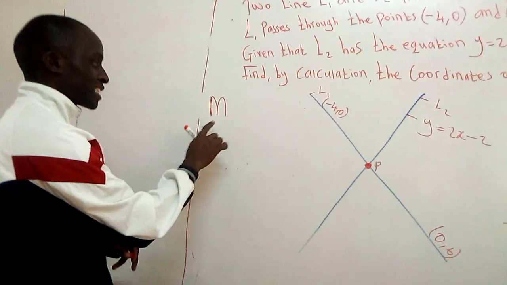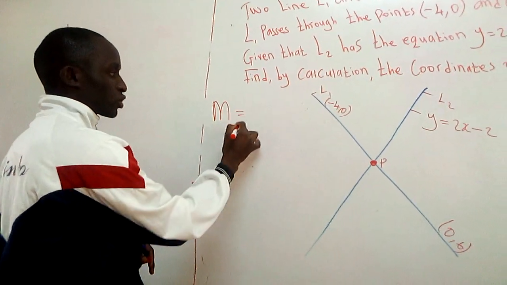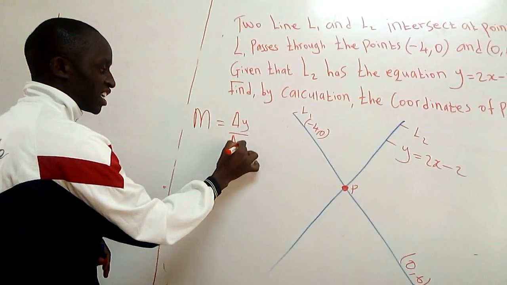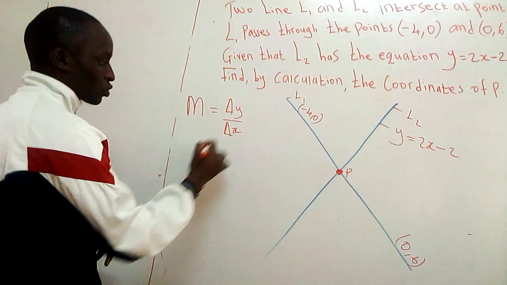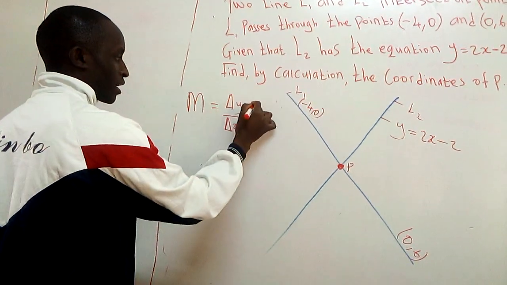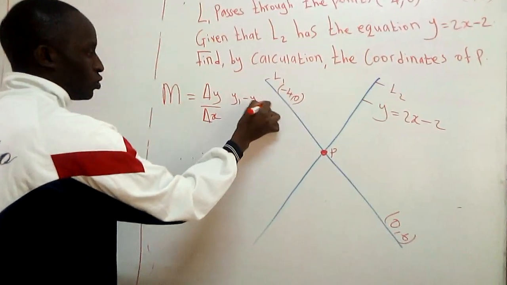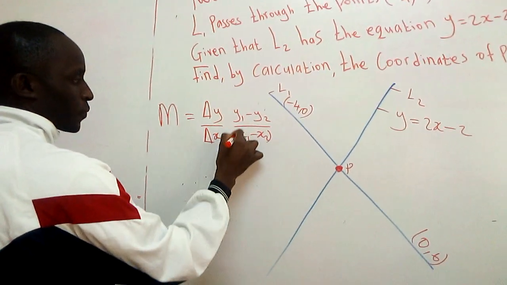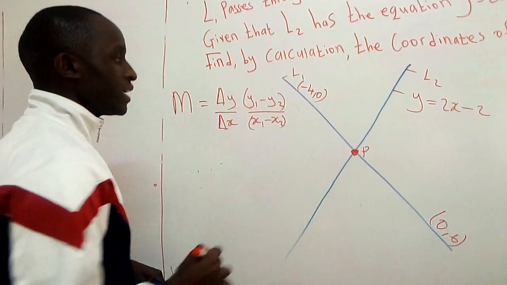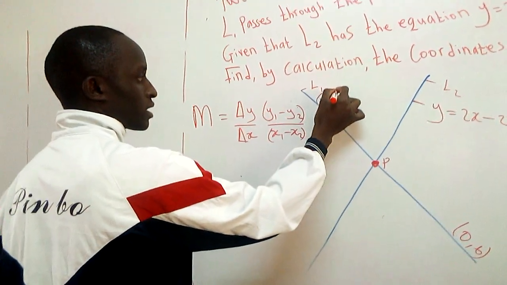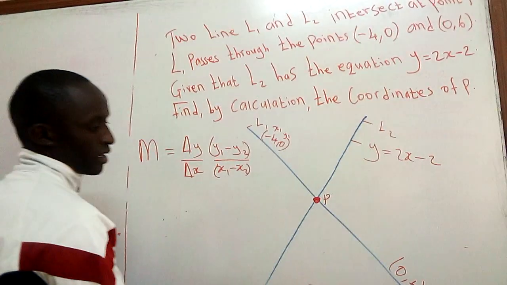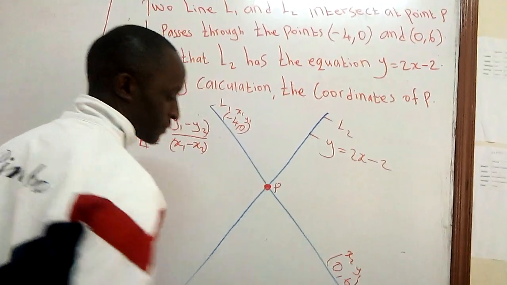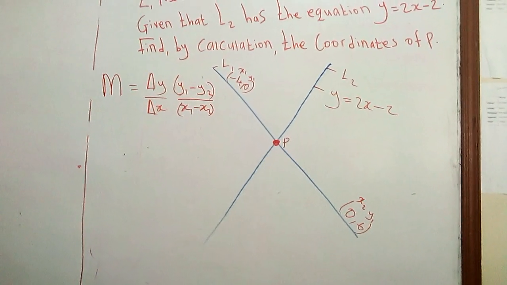Gradient is denoted as m, which is equal to change in y all over change in x. What do I mean when I say this? I mean y1 minus y2 all over x1 minus x2. This is x1 and this is y1. This is x2, this is y2. I hope we are together, learners.